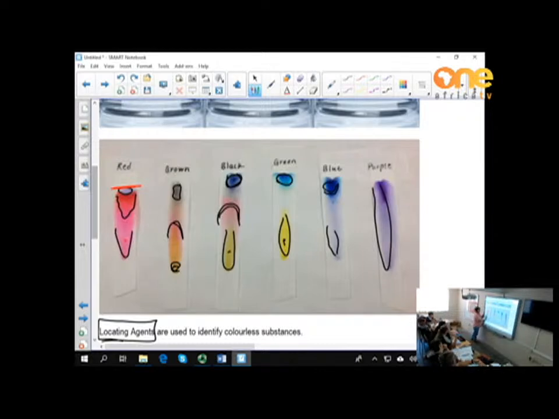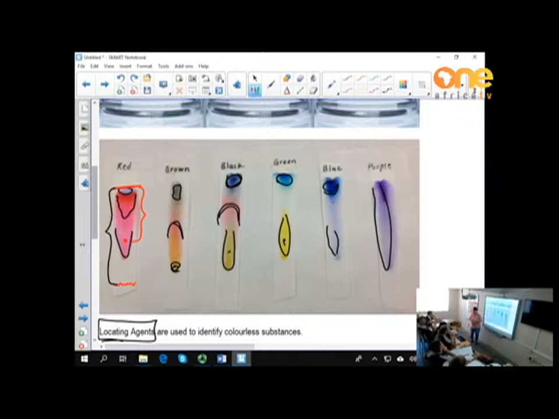The pink color has traveled that distance. The solvent should be more or less over there. So how do we work out the RF value for the pink pigment in this red dye? We will measure the distance from where it started over the distance that the solvent moved. And that will give you an RF value.